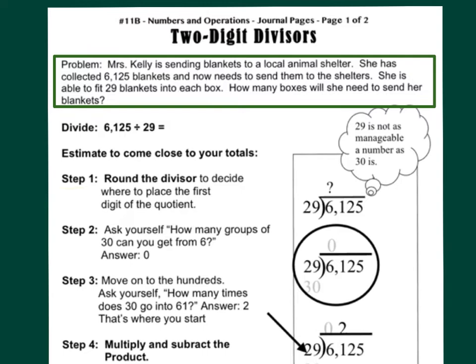The first thing we want to identify is the parts of the problem we need. So we're looking at 6,125 blankets, and we can put 29 into each box. So we need to find out how many boxes she will need to send her blankets. So that's going to give us the problem 6,125 divided by 29.